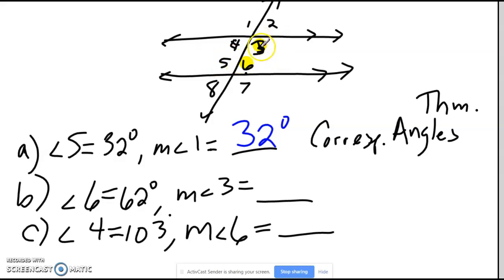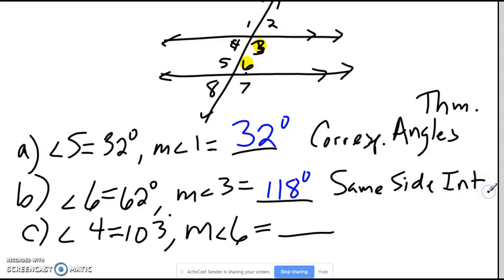So if angle 6 is 62 degrees, we know the sum of these should be 180. We will just take 180 minus 62 to get angle 3. So that's 118. And what was the postulate we used? Same side interior angle postulate. So write that out to the side, neater than what I am doing here, and it's a postulate.